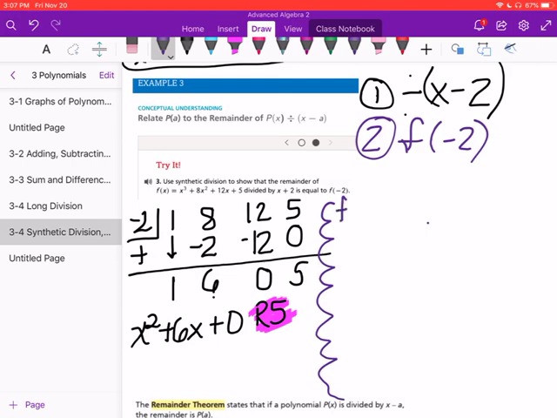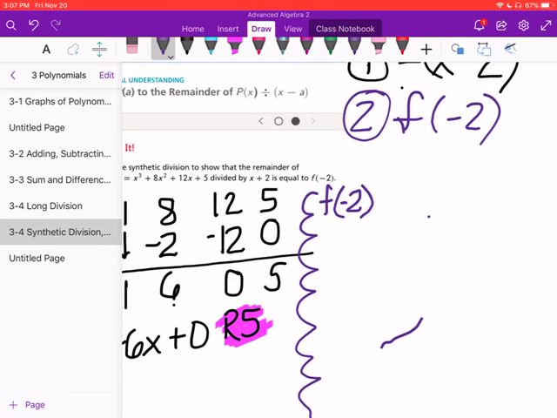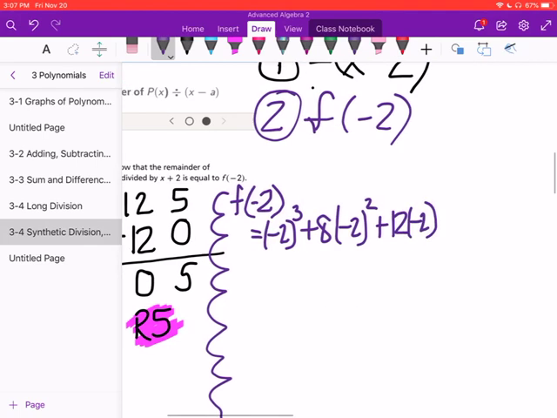All right, so then it says find f of negative 2. So let's find f of negative 2. To find f of negative 2, I'm going to need to substitute a negative 2 for each x. So I will find f of negative 2 by substituting in negative 2, so negative 2 cubed plus 8 times negative 2 squared plus 12 times negative 2 plus 5.